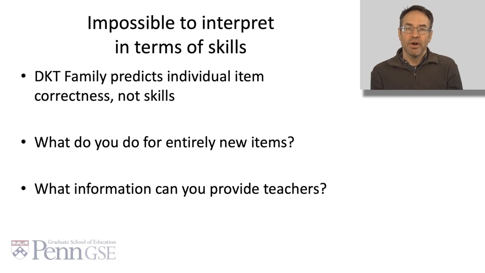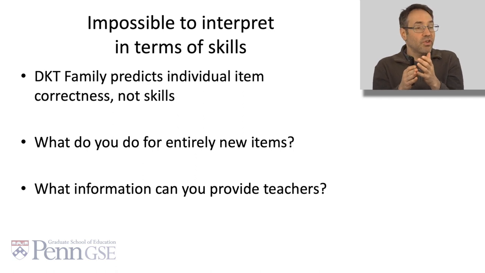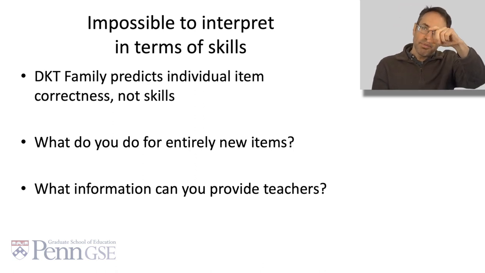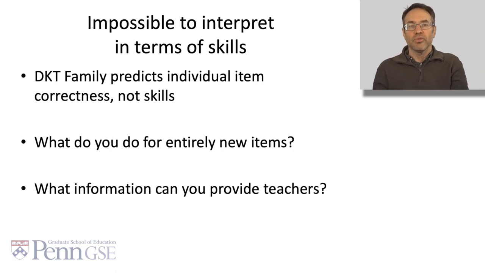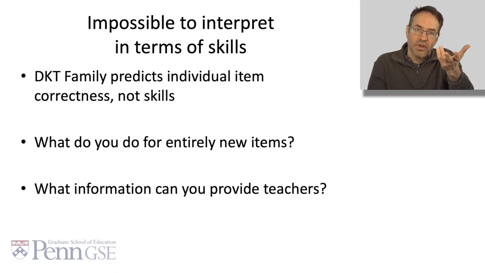Another limitation that people pointed out with DKT was that the DKT family is impossible to interpret in terms of skills. The DKT family predicts individual item correctness and not skills. So what do you do for entirely new items? BKT or PFA, because they treat items within a skill as essentially interchangeable, with a beta parameter in PFA that you can set to default, can gracefully handle new items. DKT at first couldn't. So what do you do for entirely new items, and what information can you provide teachers who don't want to know that a student is going to get this item right and this item wrong, but what knowledge the student has in an interpretable fashion?